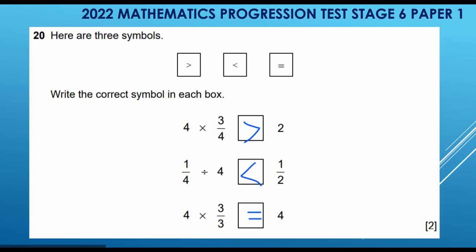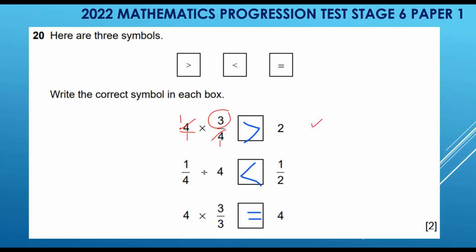For the first one, how do we get greater than? So 4 times 3 over 4, actually we can cross out, because 4 is the same as 4 over 1. So we cross out this, we get 4 divided by 4 is 1, 4 divided by 4 is 1, and we have 3 left, so 3 is greater than 2.